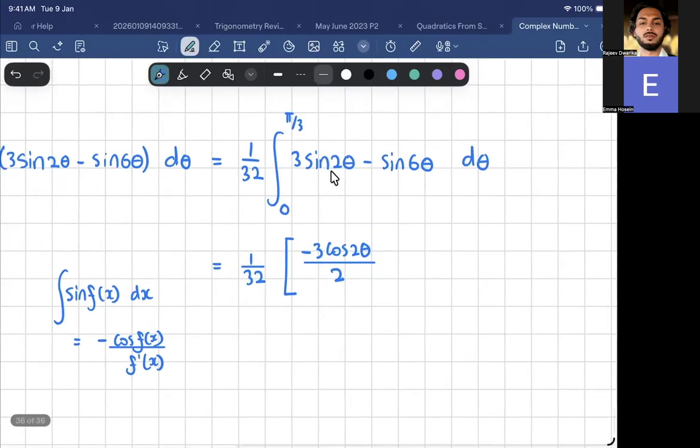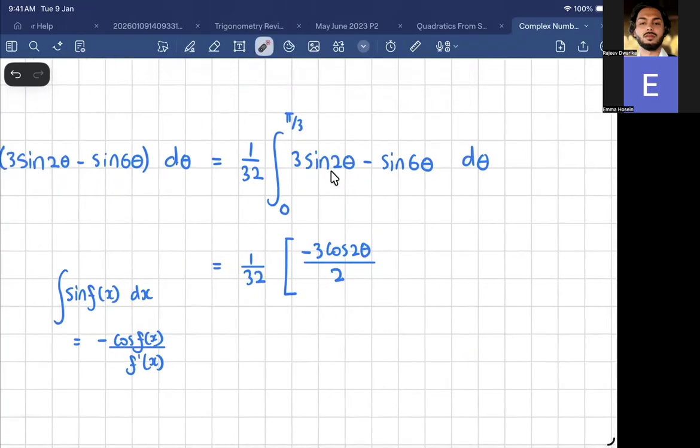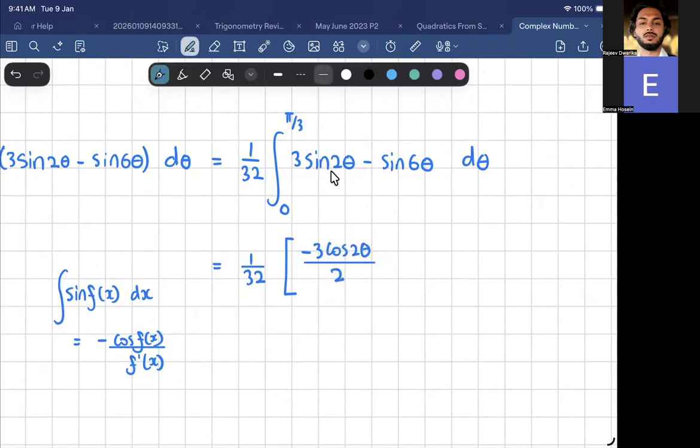Yeah. So I hope we're not confused. 3 sine 2 theta. Again, if you integrate sine 2 theta, it's going to turn to minus cos 2 theta. And if you differentiate 2 theta with respect to theta, it should be 2. All right, next one. That's going to be minus. No, it'll be plus. So that'll be minus cosine 6 theta all over 6.